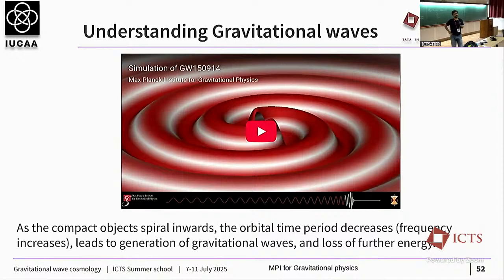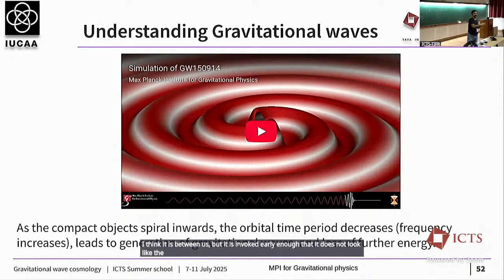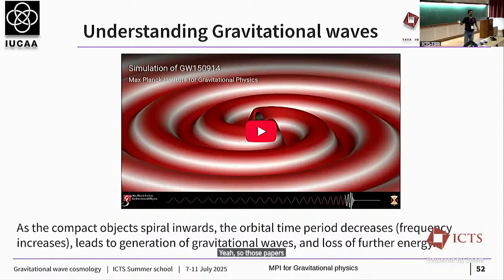So when is that early dark energy kicking in? Is it between recombination and today, or even before recombination? No, I don't think it is before recombination. I think it is in between, but it is invoked early enough that it does not look like the constant dark energy that we see today. Yeah, so those papers I can refer you to for what exactly they are doing.